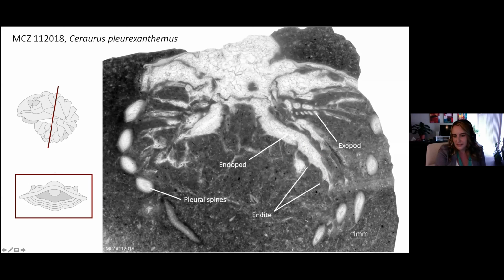So those are the endites. And then if we look where the exopod and the endopod connect, we can see what would be the protopodite, and the spines continue along the ventral edge. So these also have a gnathobase.